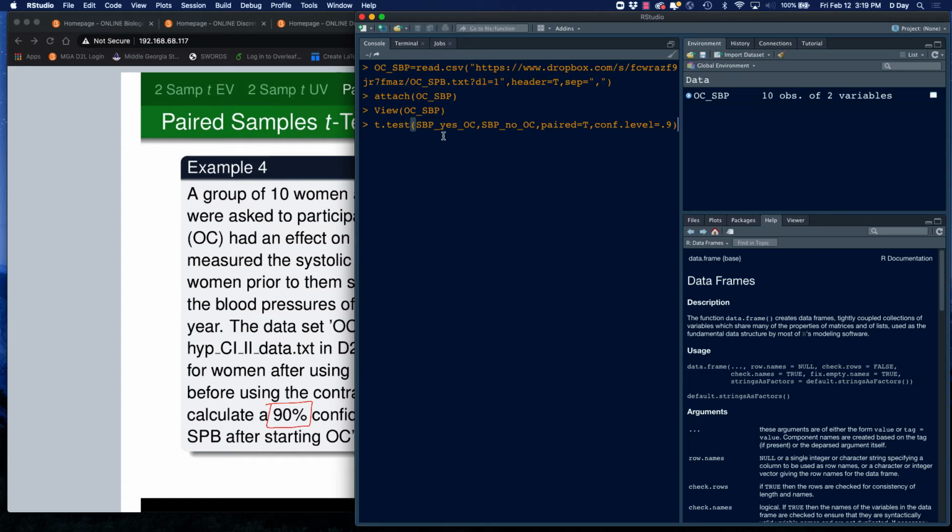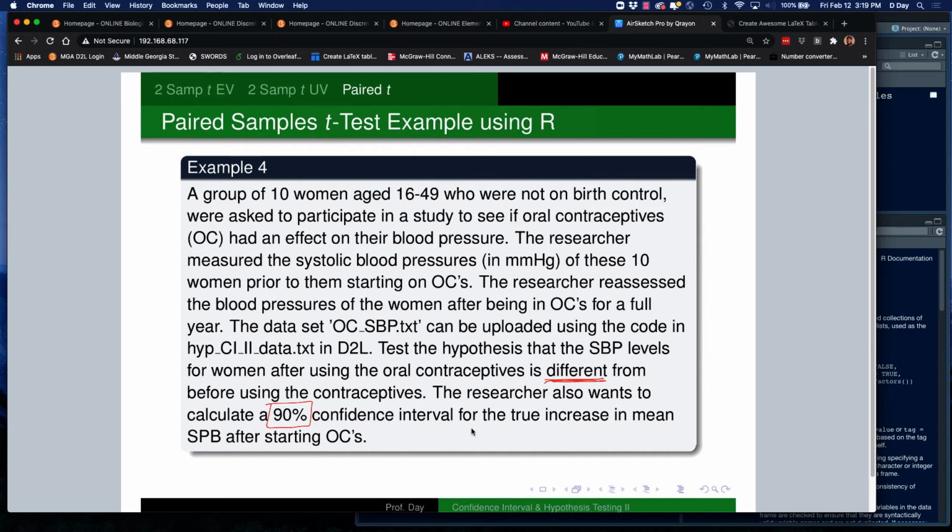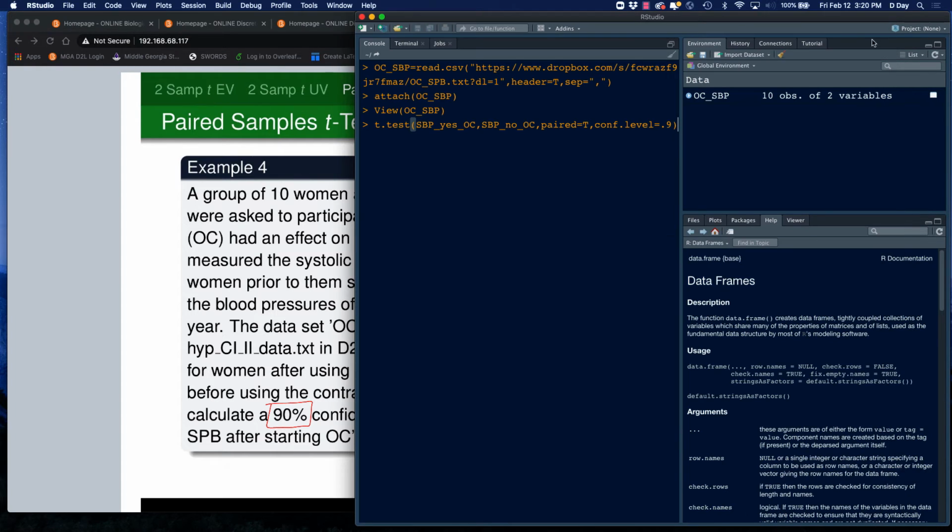Notice I put SBP yes first, and I did that mainly because it says true increase here for the confidence interval after starting using the OCs. So I put that group first. I'll show you that you get similar results regardless of what order you put these in. All right, so let's run this.